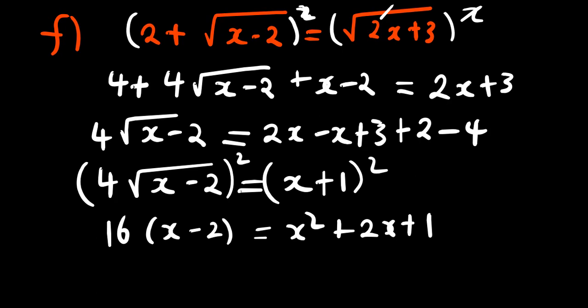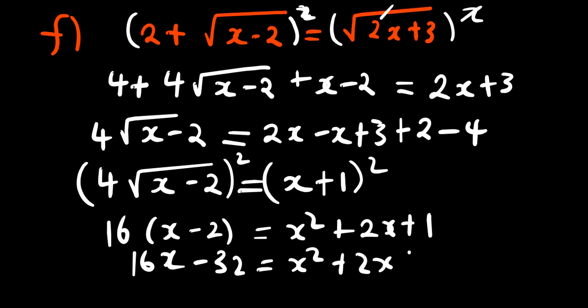Okay, then what are we now going to do? On the other side, you're going to distribute. You're going to say 16x minus 32 is equal to x squared plus 2x plus 1.